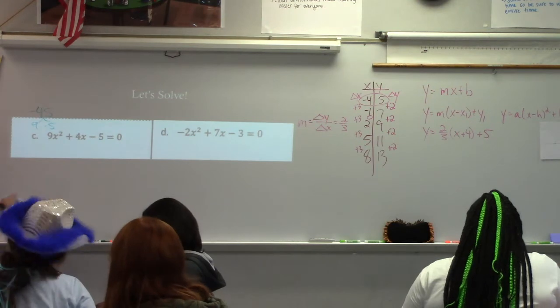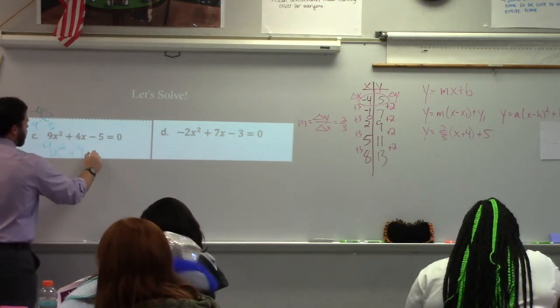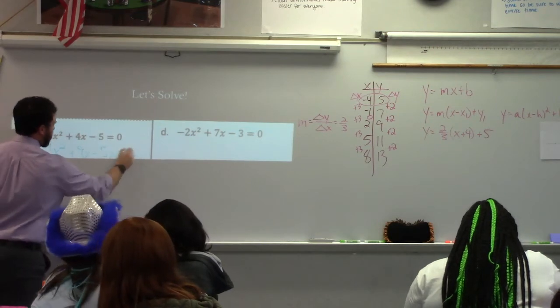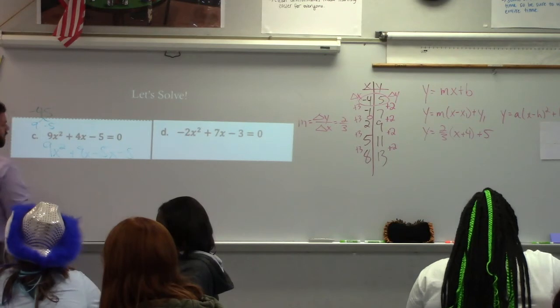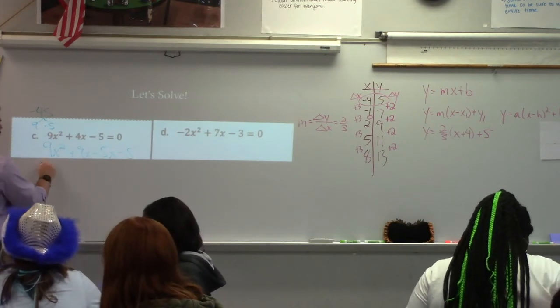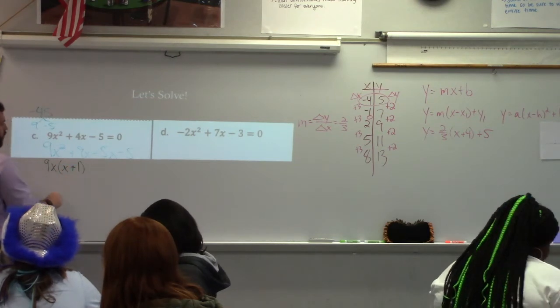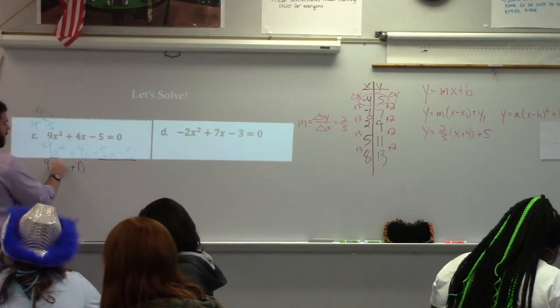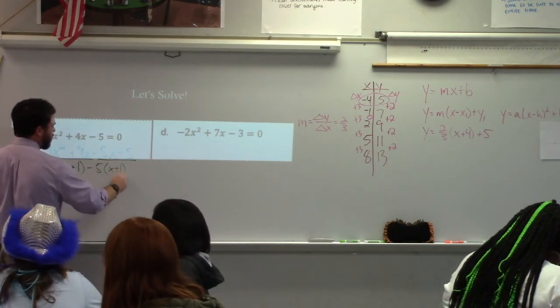I mean, maybe, but the nice part about factoring is even when it's a big number, especially in this one, it's nice and easy. I'm going to use a different marker. What do 9x squared and 9x have in common? 9x. So just because it has large numbers doesn't mean it's terrible. Left with x plus 1. What do negative 5x and negative 5 have in common? Negative 5. And I'm left with x plus 1.